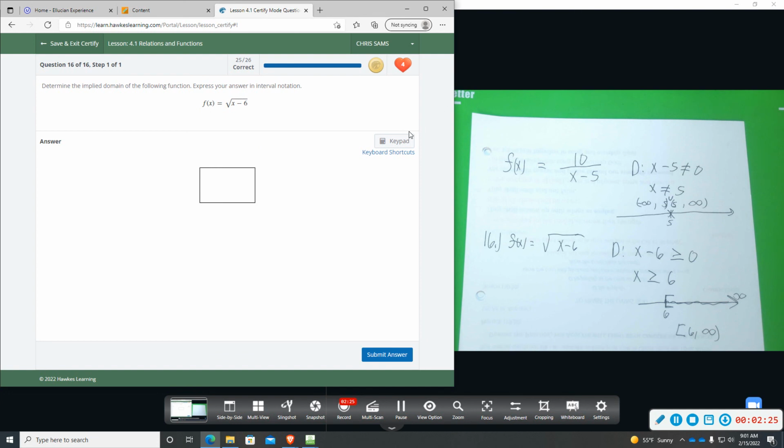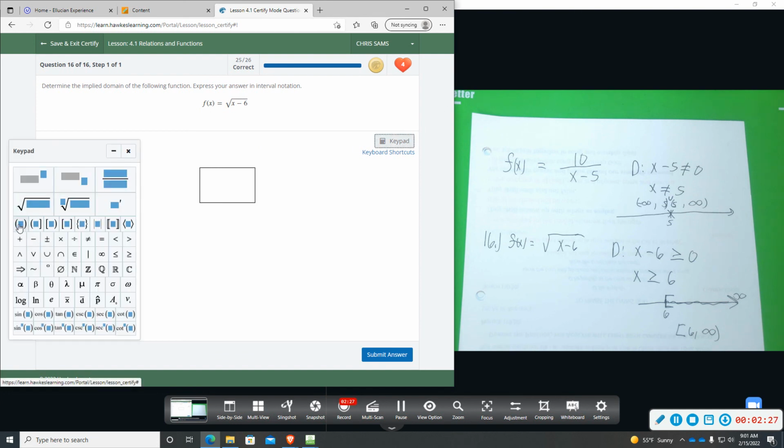So need keypad, half closed, half open, 6 to infinity. And you do know you need a bracket because of equality. It's always greater than or equal to with the even root.